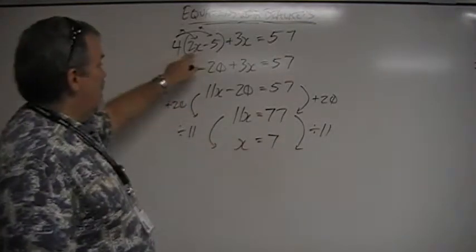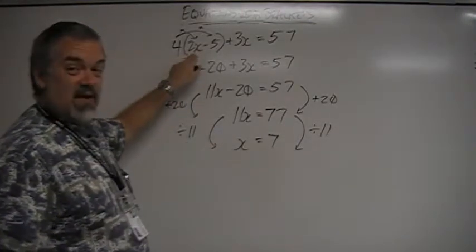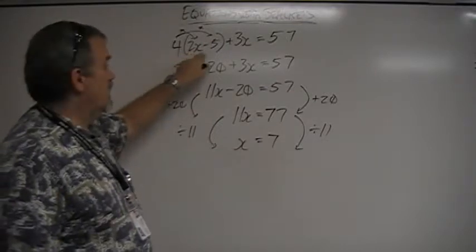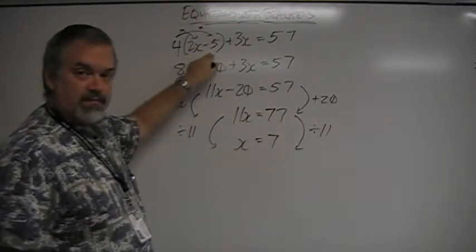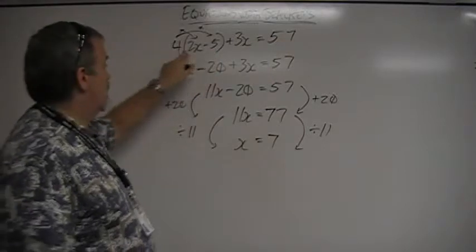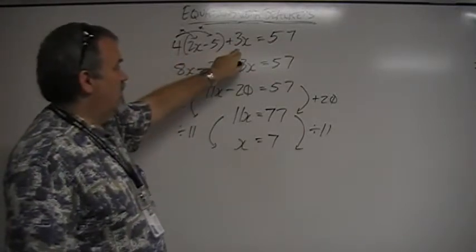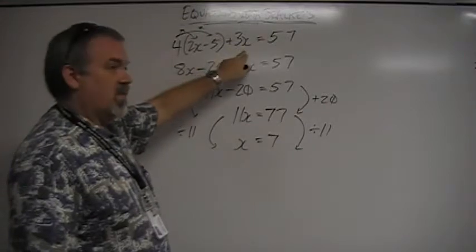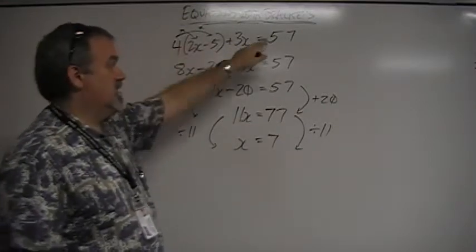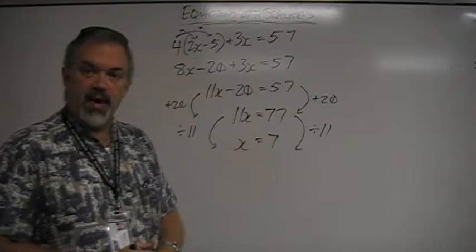Again, you can put it back in. 2 times x, that's 7. 2 times 7 is 14. Take away 5 gives me 9. Times 4 is 36. And then over here we have 3 times 7, 21. 21 and 36 is 57. So we've done the problem right.